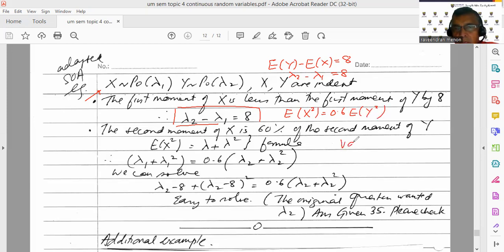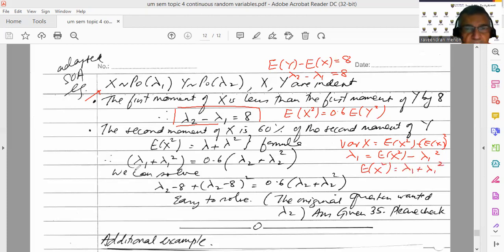So we know that the variance of X is the expected value of X squared minus the expected value of X, whole thing squared, correct? So this will be what? Lambda 1 equals the expected value of X squared minus lambda 1 squared. So the expected value of X squared will be lambda 1 plus lambda 1 squared. That's what you see here.